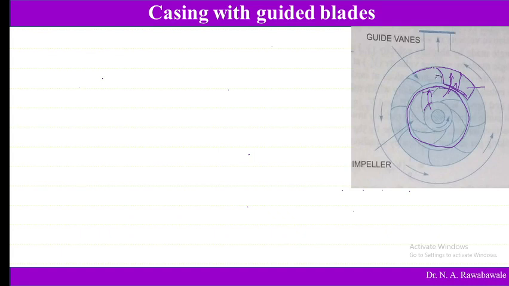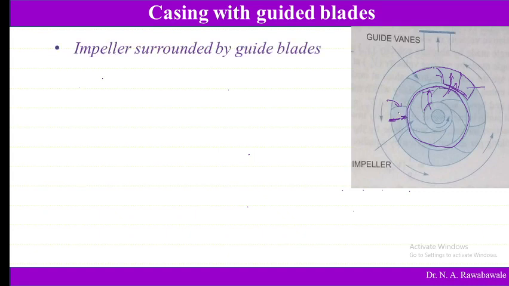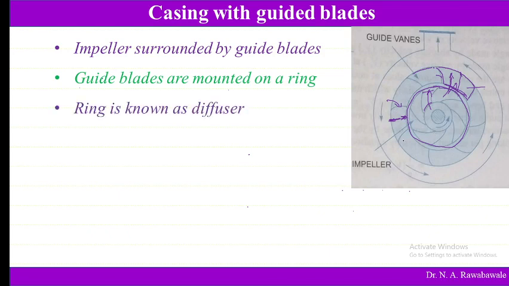So this is another type of casing which is introduced, consisting of guide blades. We call this guide blades. This part from this to this is guide blades. These are the guide vanes, we call them guide vanes. The impeller is surrounded by guide blades, and guide blades are mounted on a ring. So this is a ring, and this ring is known as a diffuser. This part is known as a diffuser.